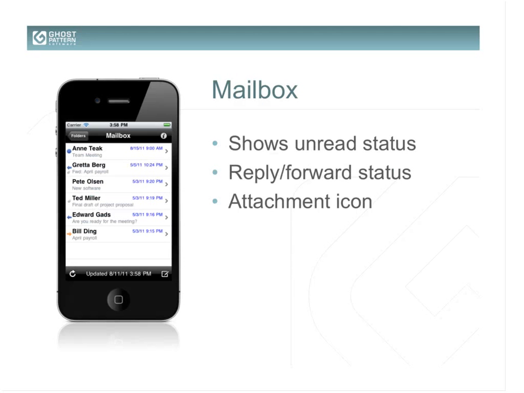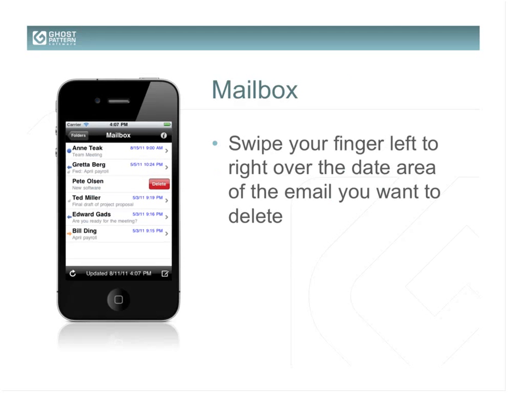All right, so the mailbox is fairly straightforward in that we're going to show you all the nice little GroupWise details: unread status, whether or not you replied or forwarded the item, an attachment icon if there's an attachment on there. This is a feature that a lot of people don't necessarily know because it isn't obvious.